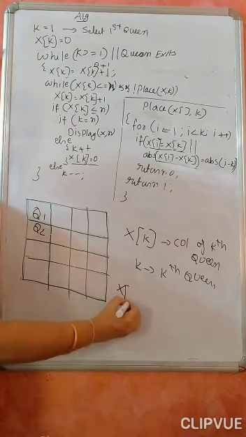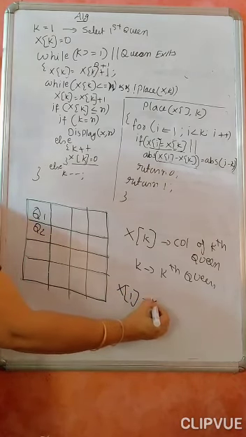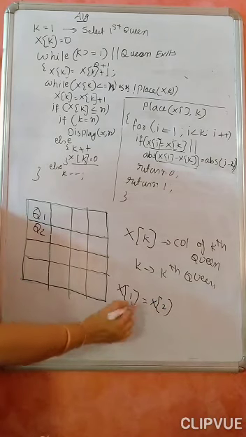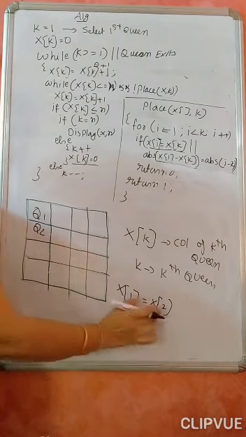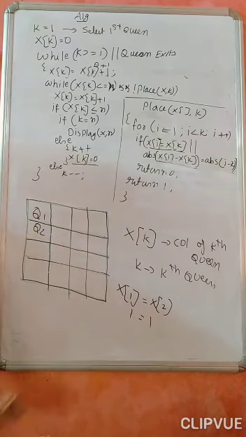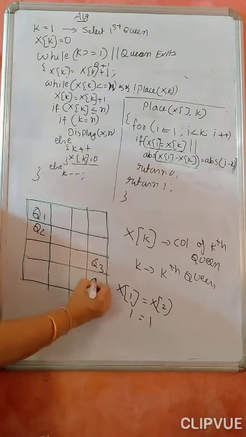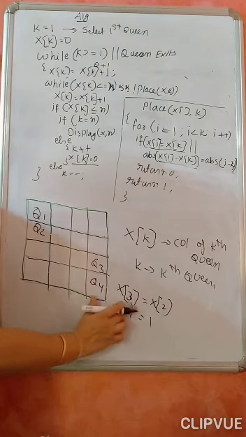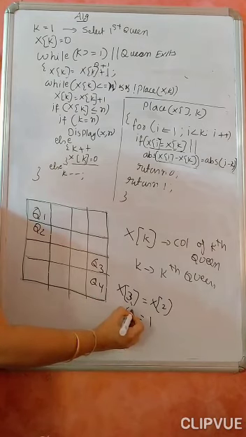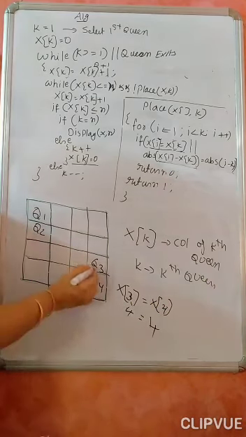So how to check whether there is a vertical attack or not? If I am placing the first queen in some column and the second queen also in some column, and both are equal, meaning the first queen is placed in the first column and the second queen is also placed in the first column, then there is a vertical attack. Suppose I am placing q3 and q4. In which column am I placing the third queen? In the fourth column. Where I am placing the fourth queen, I am placing it in the fourth column. So now there is a vertical attack.